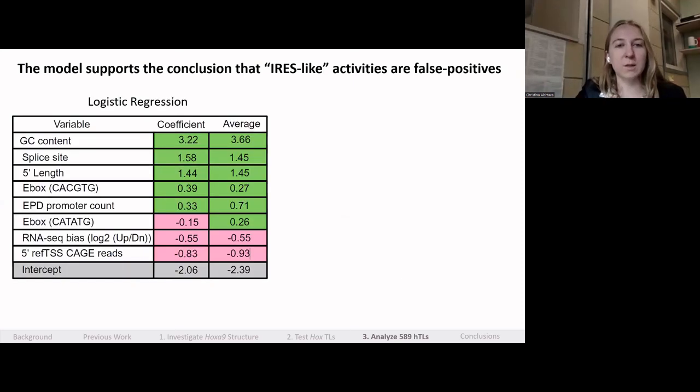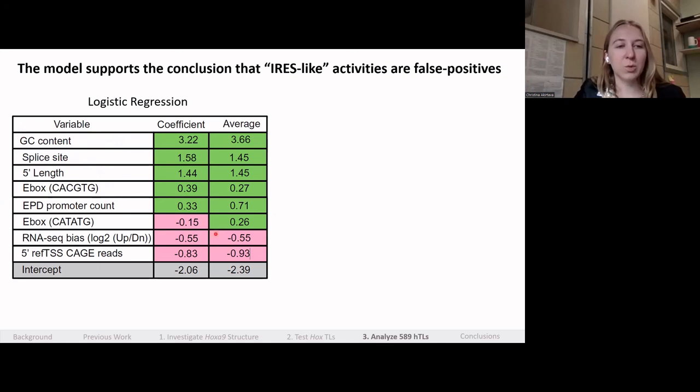And to the left is the result of the modeling I ran. So using those features, I ran a logistic regression model to classify the transcript leaders as inactive and active. And here, all of the features highlighted in green were directly correlated with a hyperconserved transcript leader being labeled active. And all of these features are correlated with a promoter element. So for example, GC content, having an internal splice site or an active E-box. So this data suggests that the transcript leaders that were identified as active are most likely promoter elements.